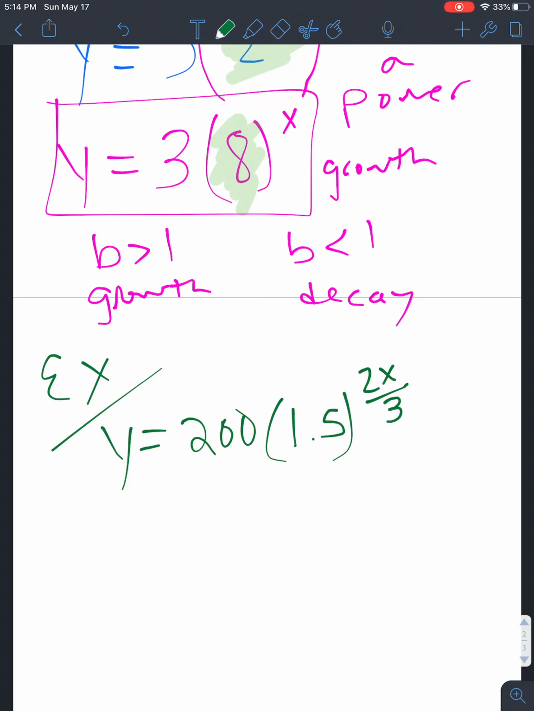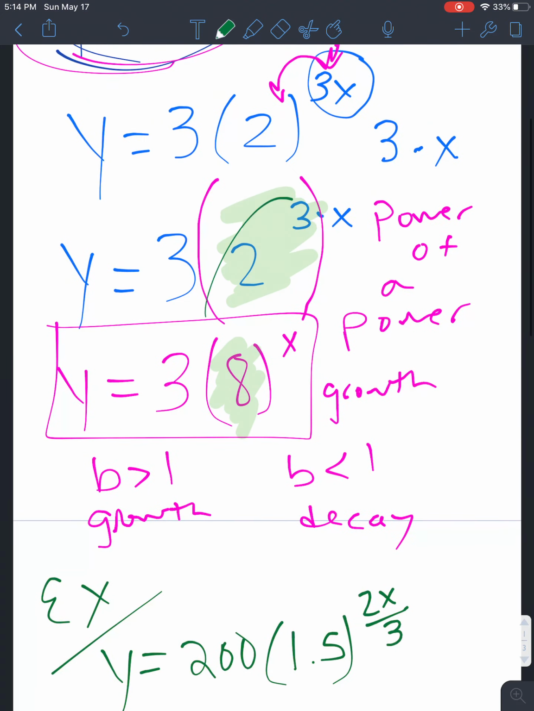All right, so our goal with this one is to rewrite this in terms of an exponential function, just like we did with our first example, and then once we've done that, we will evaluate our exponent, all right?